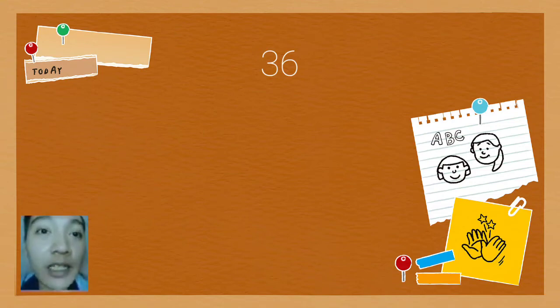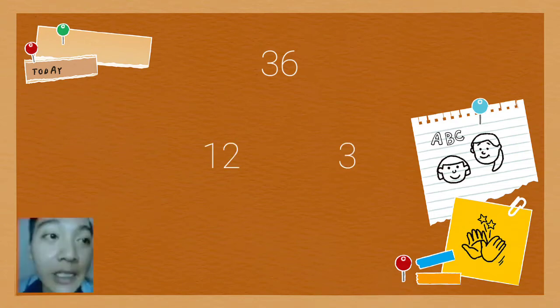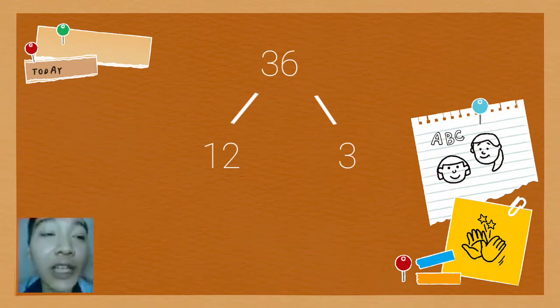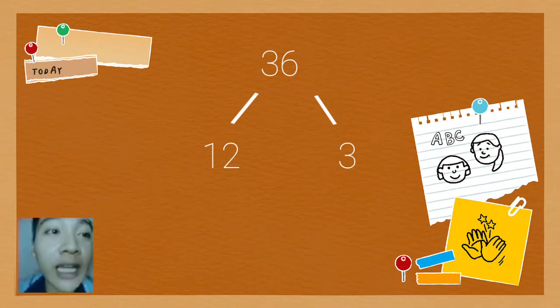So the factors of 36 are 3 and 12. We're going to draw a line under the 36, and then we're going to write 3 and 12. Isusulat natin yung mag-drawing tayo ng guhit sa baba ng 36, and then sa baba ng guhit susulat natin ang number na 3 and 12.